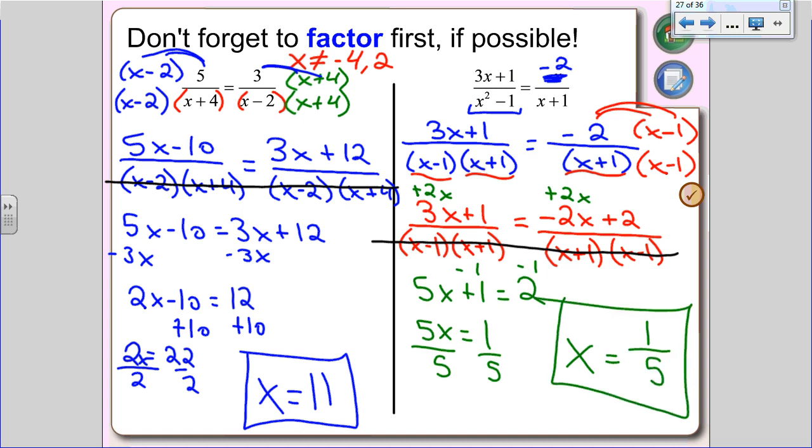Factor, NPV, common denominator, cross them out, solve it. You should also check to make sure it's not one of your NPVs. It's not my NPV, so that question would have been 1 and negative 1. It would have been after we factored, we would have done that. Alright, you have 2 more questions here.